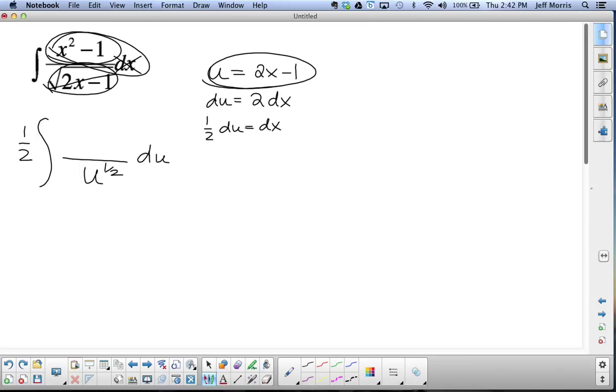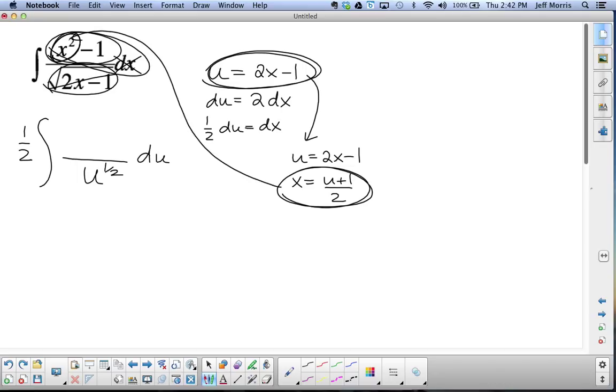I've got to have everything in terms of u, so I'm going to take the x out. I'm going to take this u equals 2x minus 1, and I'm going to solve for x. And when I do that, I'm going to get x is equal to u plus 1 divided by 2. And that'll be my change of variable. So I can change that x over into an expression in terms of u. So I'm going to replace x with this expression. So I'm going to have u plus 1 divided by 2, quantity squared, minus 1.